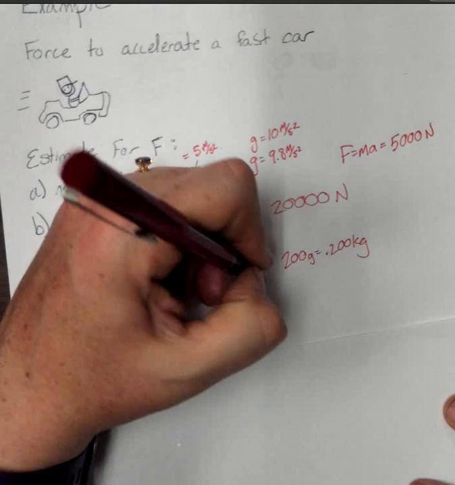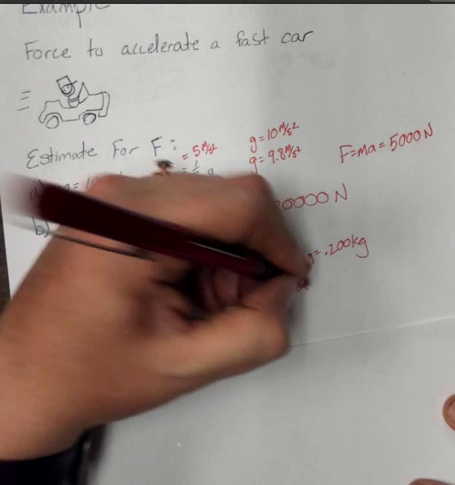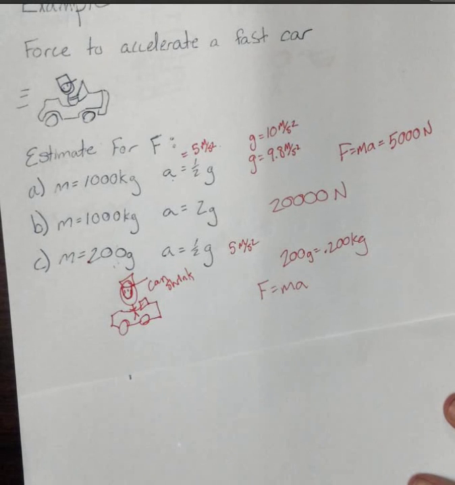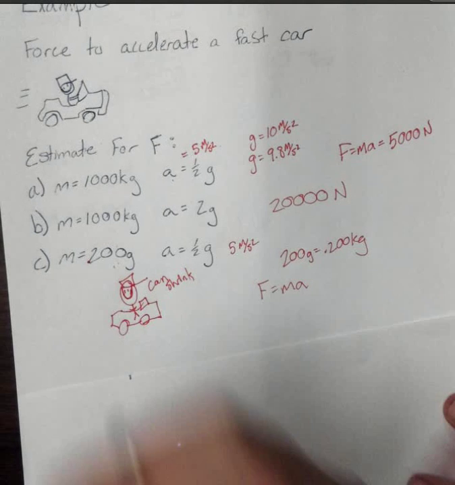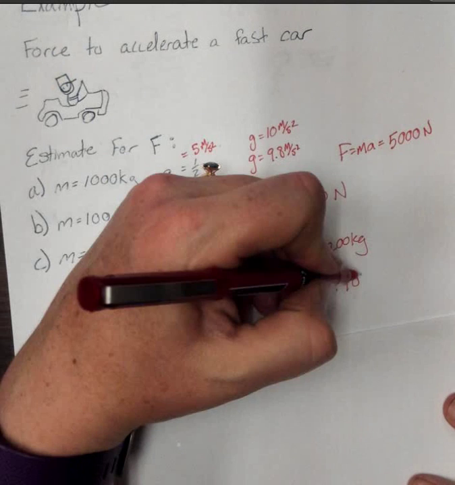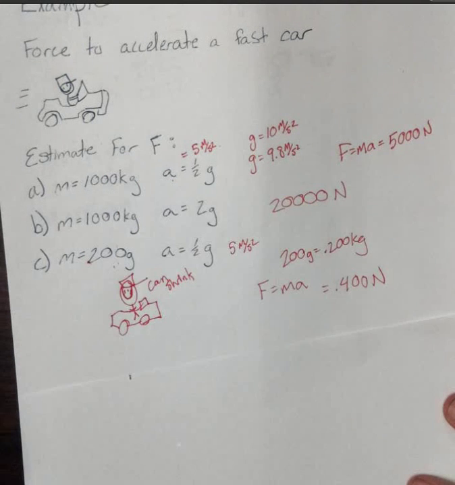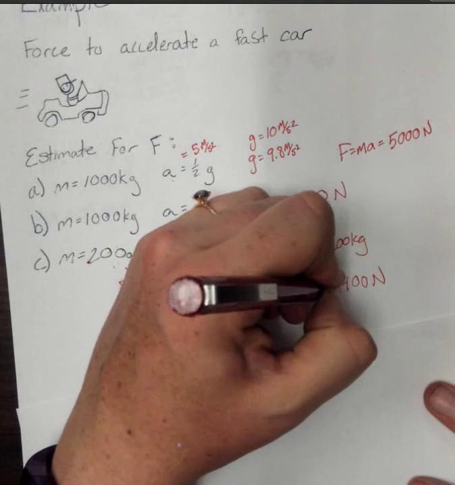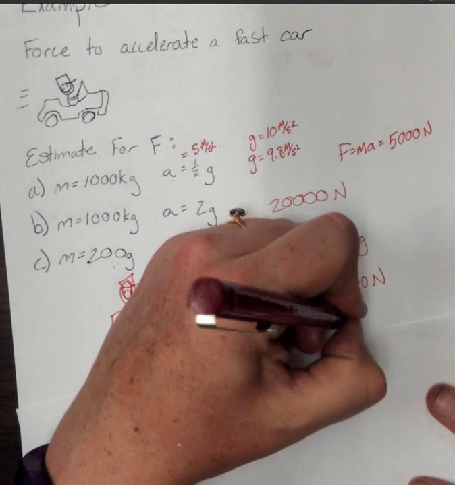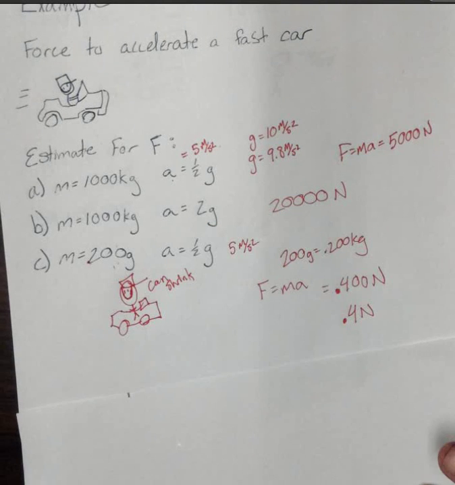So force equals mass times acceleration. So it's going to be a mass of 0.200 kilograms times 5 meters per second squared, which is going to be 0.400 newtons. But these are estimations, so that decimal with 2 zeros would be 3 significant figures. I'm going to say 0.4 newtons because that is 1 significant figure.